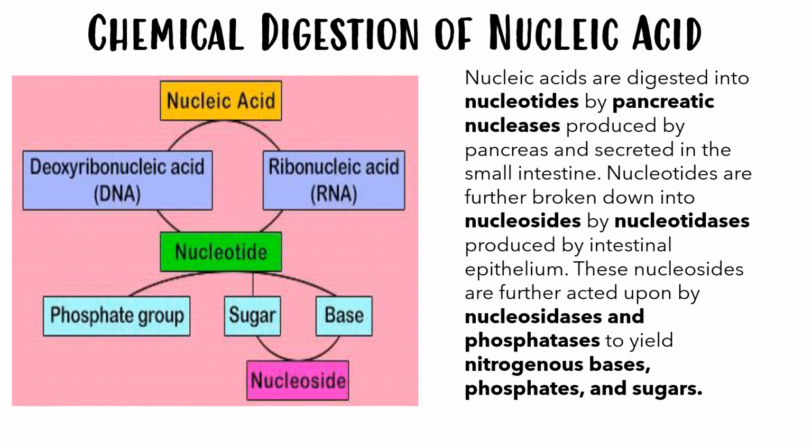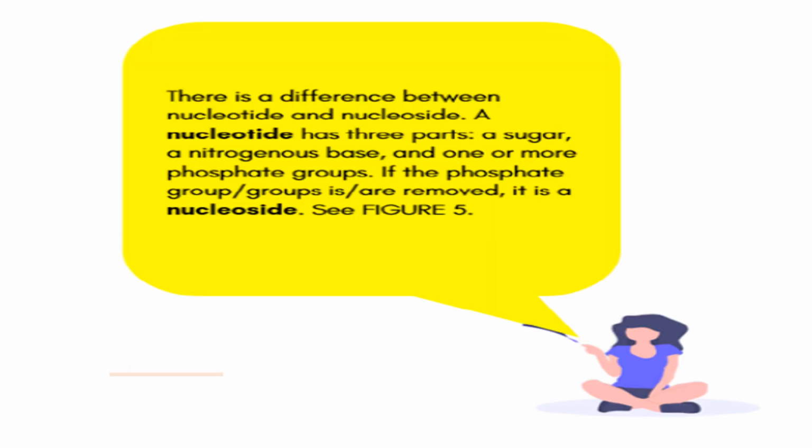Ayan. So, may mga iba't ibang term pa yan. From nucleotides into nucleosides by the nucleotidase, an enzyme, and then up to the nitrogenous bases, that is adenine, guanine, cytosine, and thymine, and the other parts of our DNA or nucleic acid, which are the phosphates and sugar. Alright, so for you to be aware, there is a difference between nucleotide and nucleoside. A nucleotide has three parts: the sugar, nitrogenous base, and one or more phosphate groups. And if the phosphate groups are removed, it is a nucleoside.